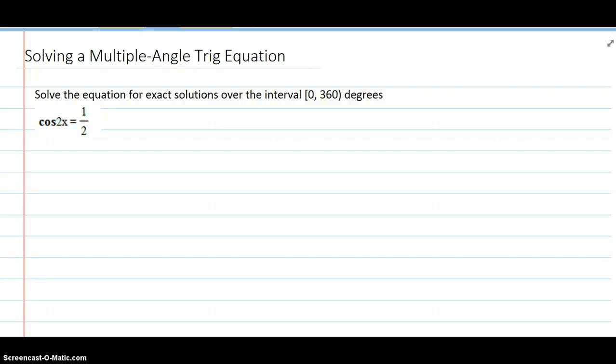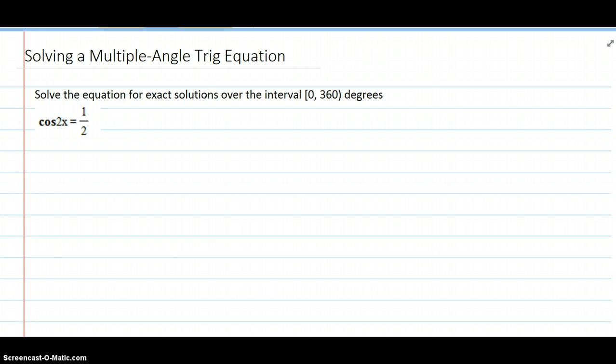Hello! In this video we are going to solve a multi-angle trig equation. The equation we're going to solve is a homework question. It says solve the equation for exact solutions over the interval from 0 to 360 degrees. Well, hopefully you recognize that this is an angle that we already know. It's one of our reference angles. So let's go ahead and show that.